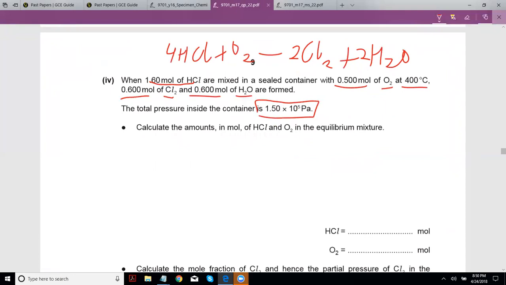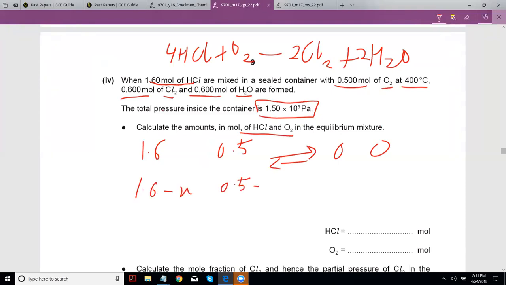The partial pressure of whatever substance you're talking about divided by the total pressure is equal to the number of moles of that substance divided by the total number of moles. खैर, लेकिन ये इधर तो मोल मांग रहा है. So basically they're saying that you had 1.6 moles of HCl and 0.5 moles of O2, and हमने ये किया reversible, इधर 0 था, इधर 1.6 minus x आ जाएगा, इधर 0.5 में से कुछ कट गया.